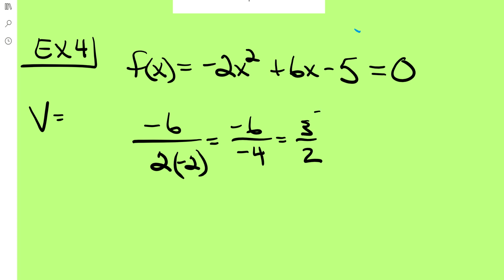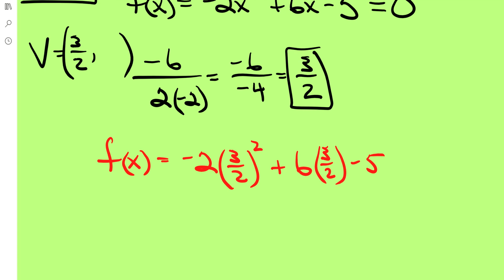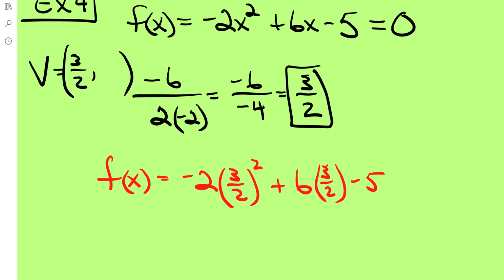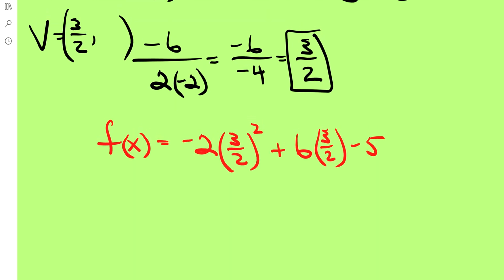And now I got to plug in 3 over 2 into the equation to get the y value. So I know that this is 3 over 2, comma, for my vertex. And let's figure out what y is going to be. So plugging this in, I'll rewrite it. All right, so here we have it. I just plugged in 3/2 into the original equation: negative 2 times 3/2 squared plus 6 times 3/2 minus 5. And let's determine what that equals.